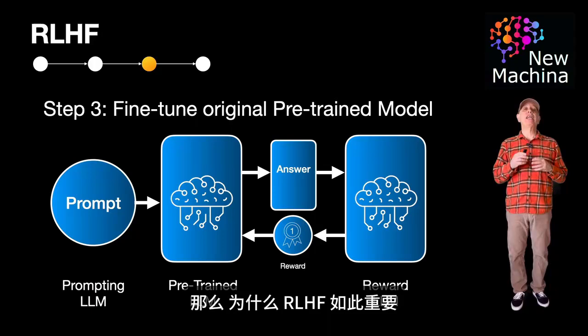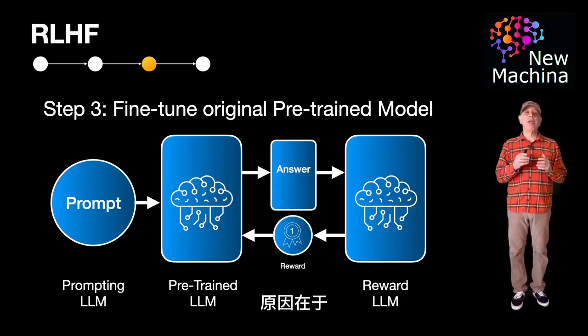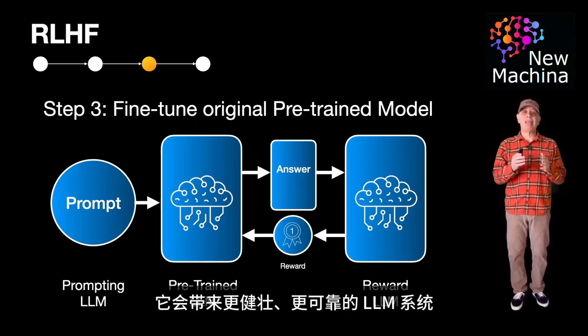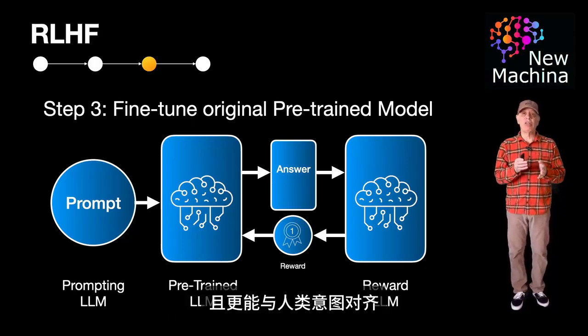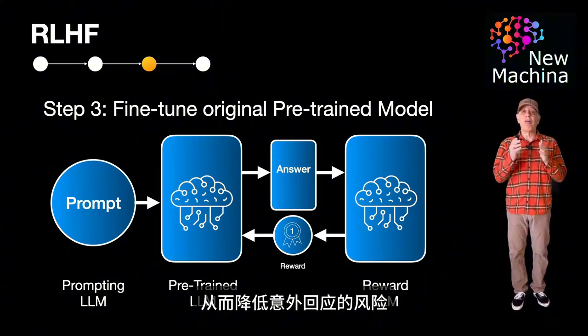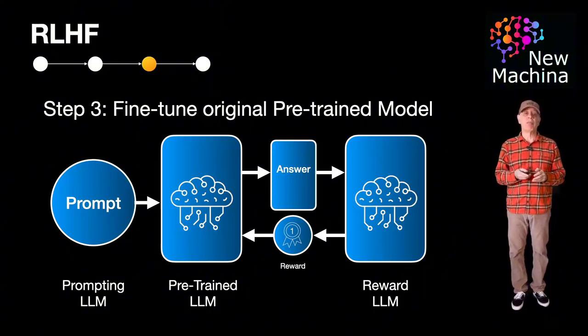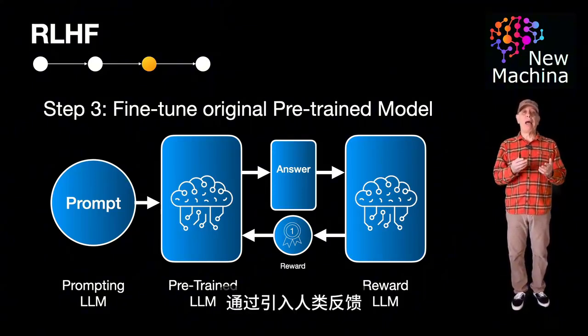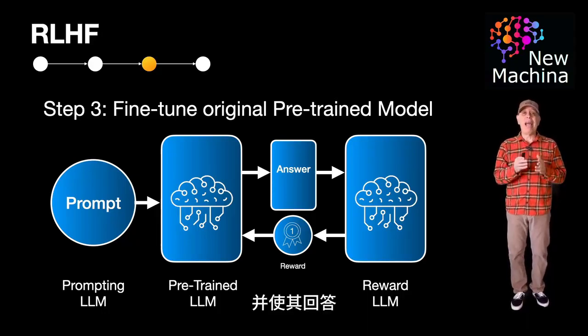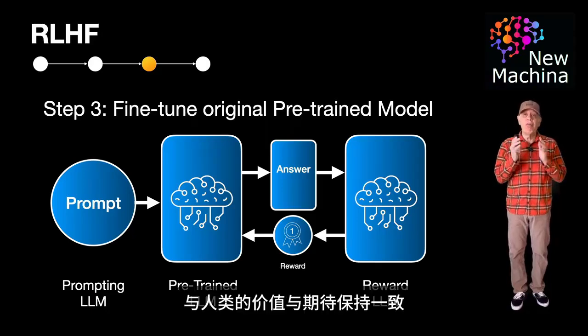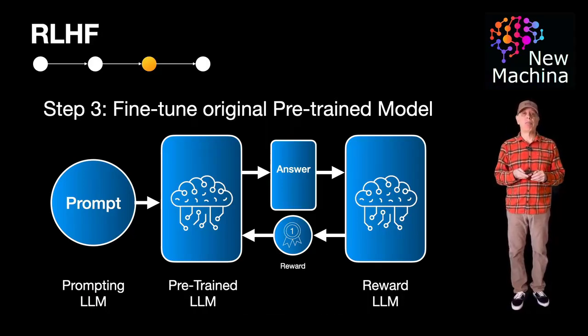So why is RLHF so important? Well, the reason is that it leads to more robust and reliable LLM systems that are better aligned with human intentions, reducing the risk of unintended responses. By incorporating human feedback, LLM models can better understand complex tasks and align their responses with human values and expectations.